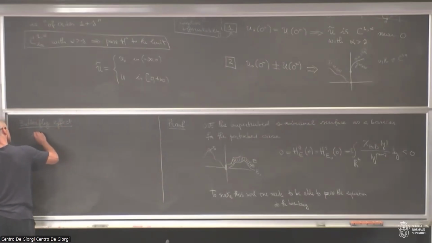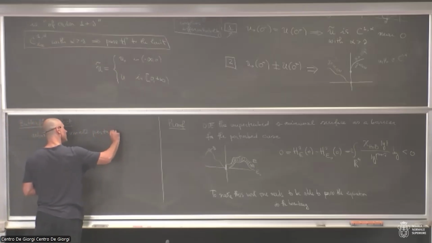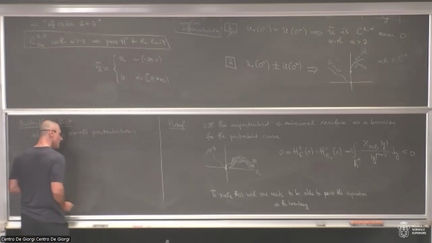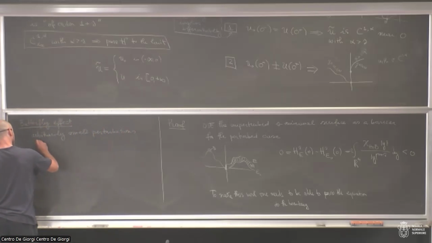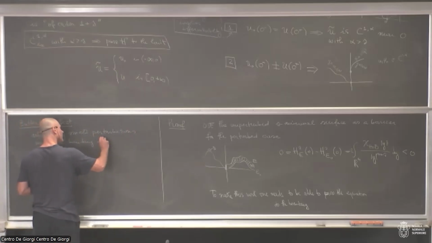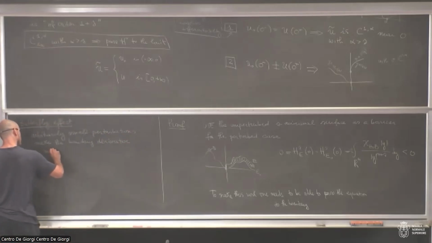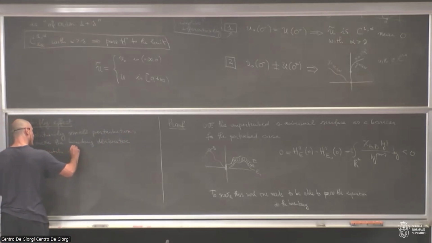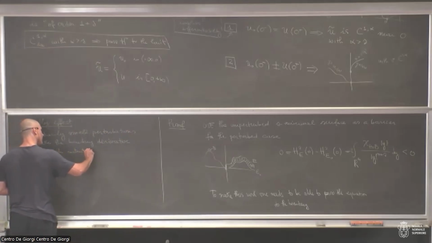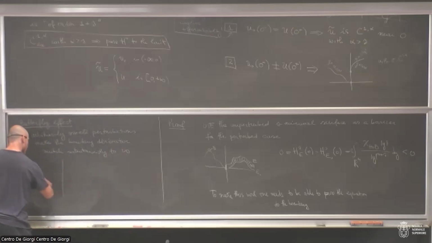That is, arbitrarily small perturbations make the boundary derivative switch instantaneously to infinity. Let me explain this by picture again.